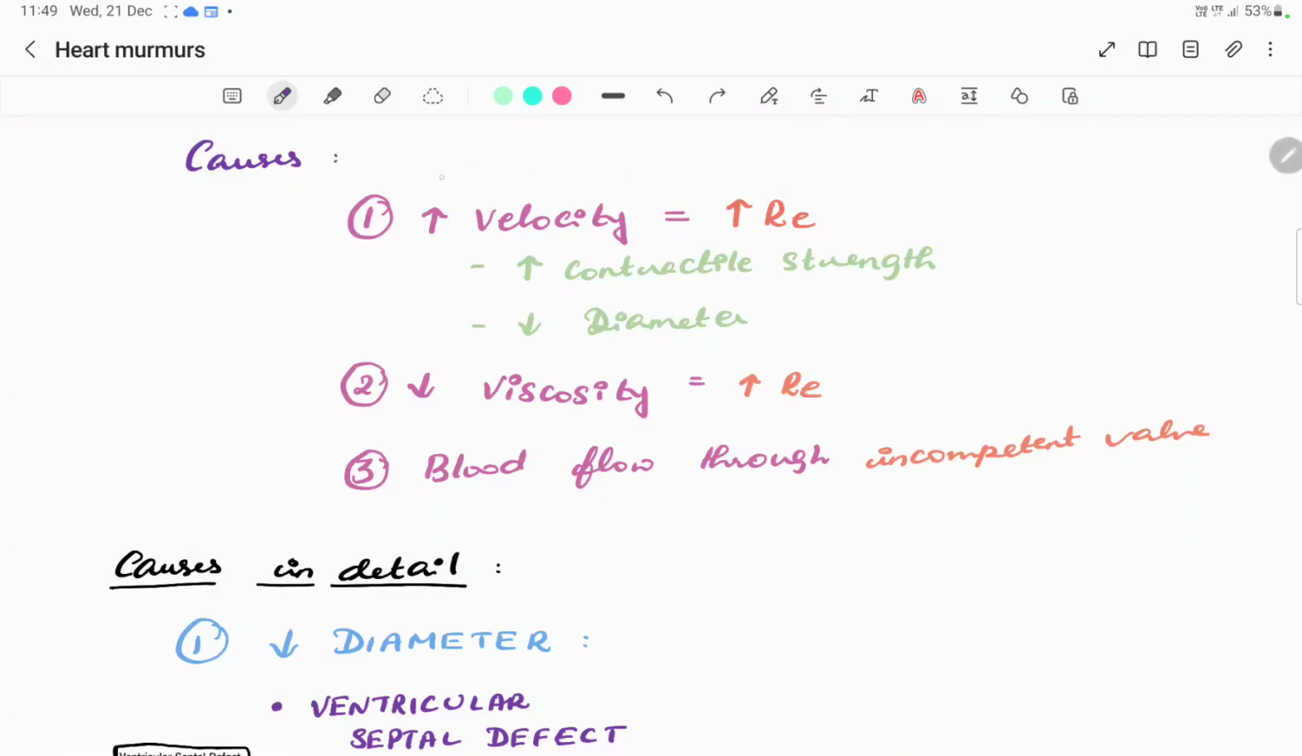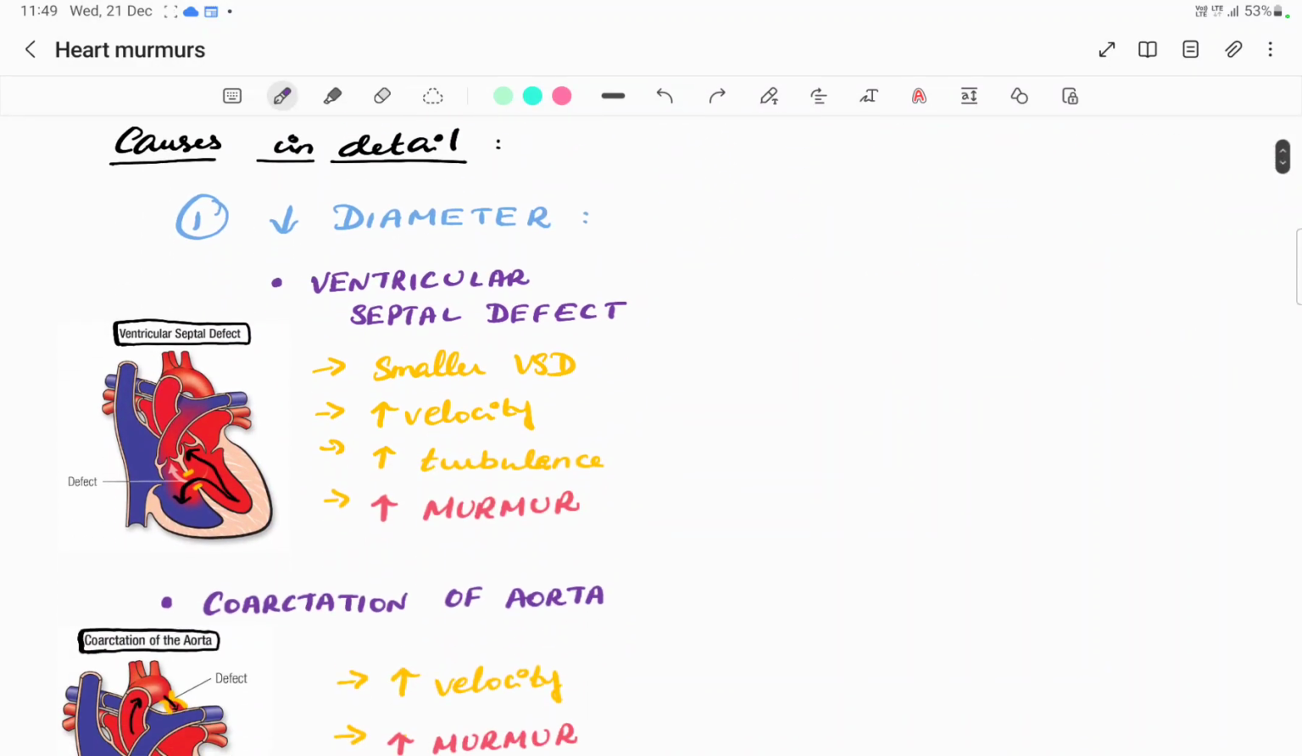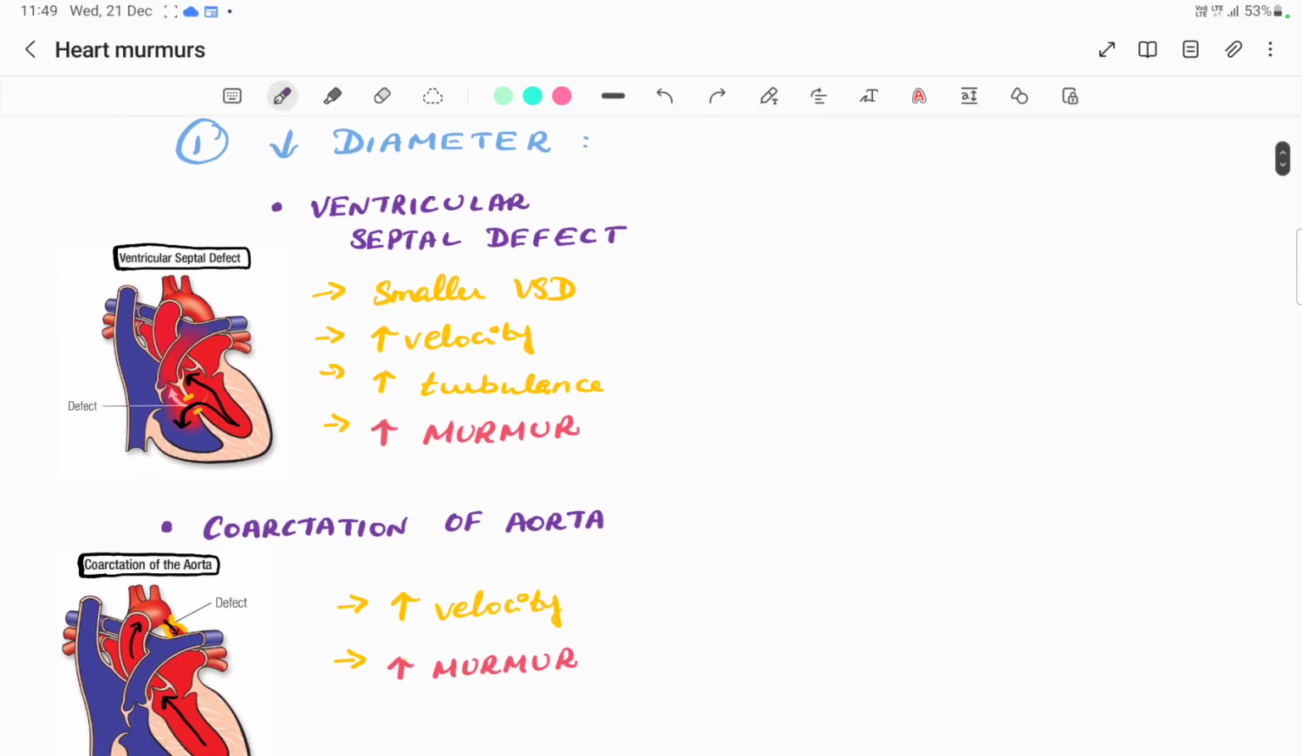So, in velocity increase, there are two different causes. One is an increase in contractile strength, which is basically an increase in the contractility, and a decrease in diameter can also cause an increase in the velocity. So we'll see all the causes in detail. When there is a decrease in diameter, there are various conditions we're going to see wherein the decrease in the diameter will cause an increase in velocity, in turn an increase in Reynolds number, in turn an increase in the turbulent blood flow leading to an increase in the intensity of the murmurs.